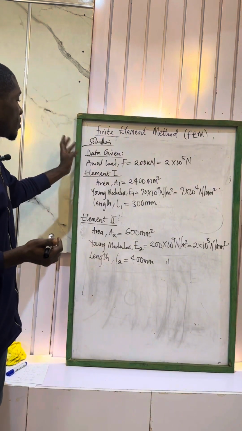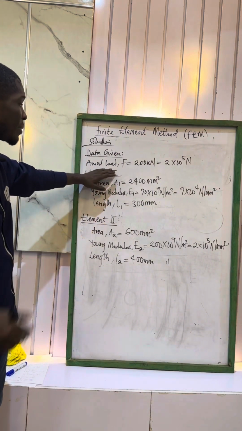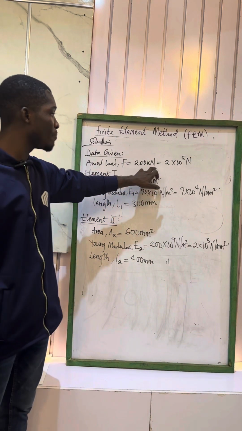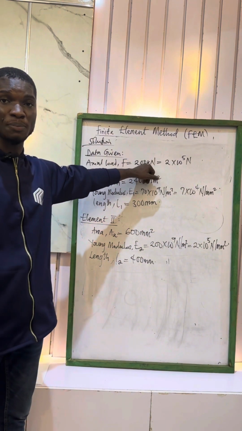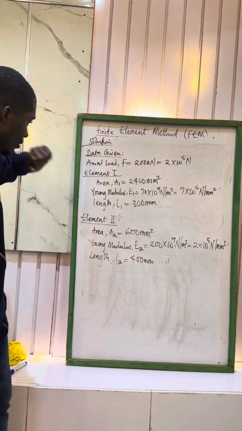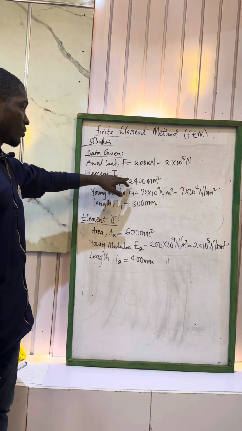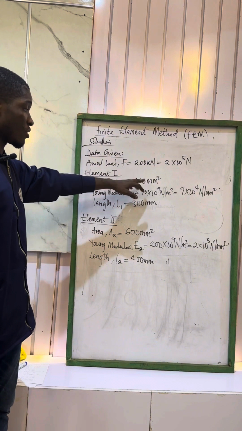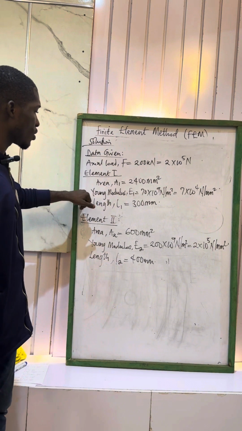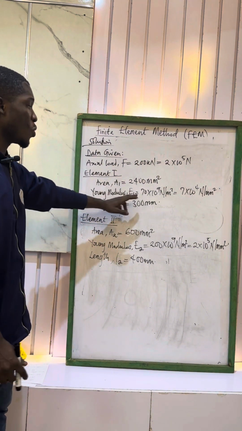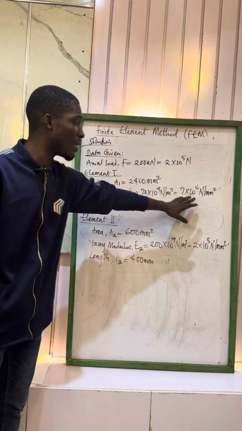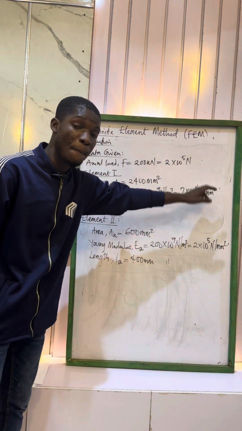Now, from the question, I was able to bring out the following data. The axial load we have been given at point O, which is F, is 200 kilonewton. If we convert this back to Newton, kilo is 10 power 3, so in standard form we have 2 times 10 power 5 Newton. The area is 2,400 millimeters squared for element 1. Then for the Young's modulus for element 1, we have been given 70 times 10 power 9 Newton per meter squared. So converting this to Newton per millimeter squared.